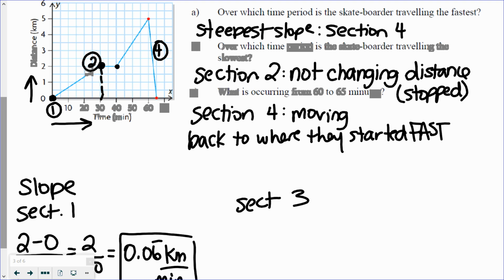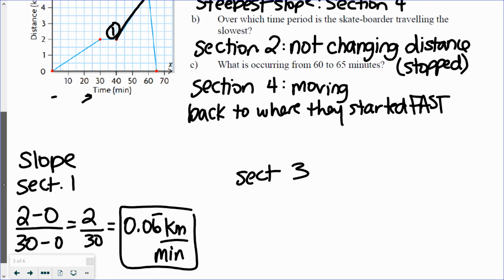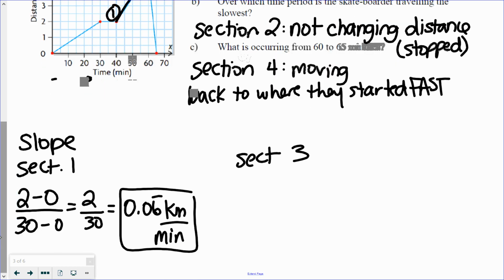So again, I'm just going to erase the other stuff for now so I don't confuse myself. This was section 3, so I'm going to call this point 2 and this point 1. It doesn't matter as long as you're consistent. So point 2 is at 5 on the y-axis and 2 for point 1. And then on the x-axis for point 2, looks like it's at about 60, and for point 1, it looks like it's at 40.